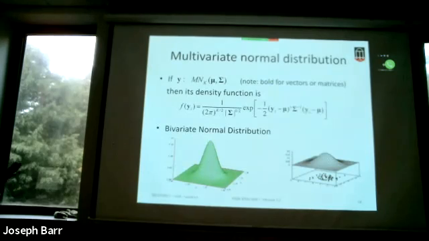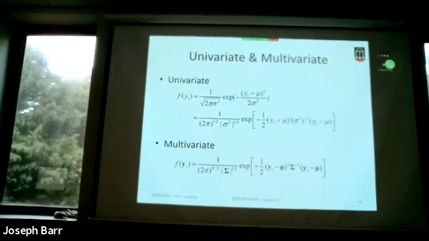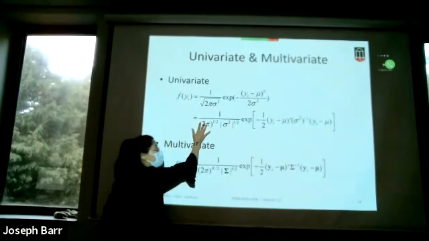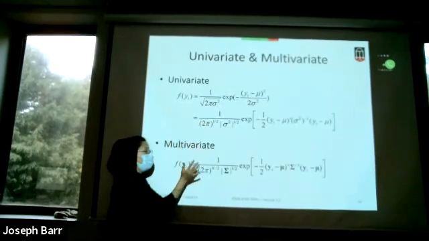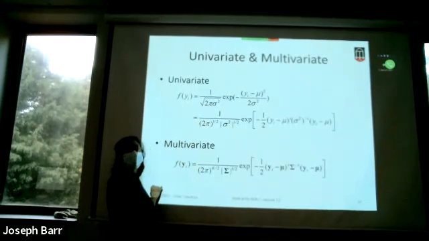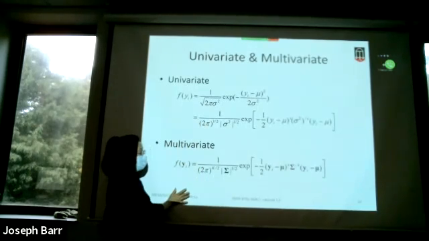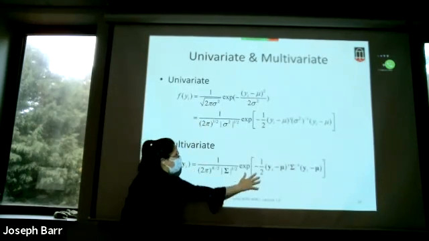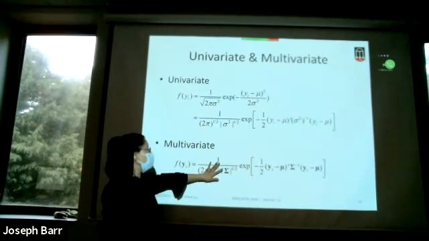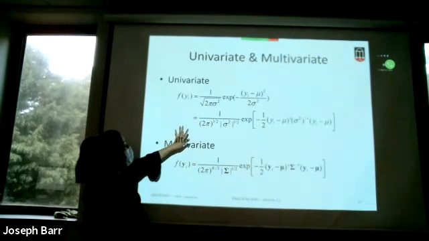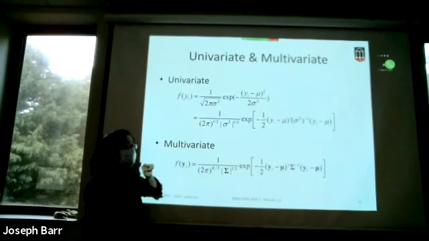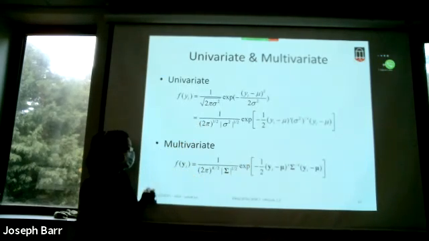So this is the multivariate version of normal. Previously, we showed univariate normal. This is just a very special case of the following format. This is a very general expression of multivariate normal, and the univariate is a special case of the general expression.